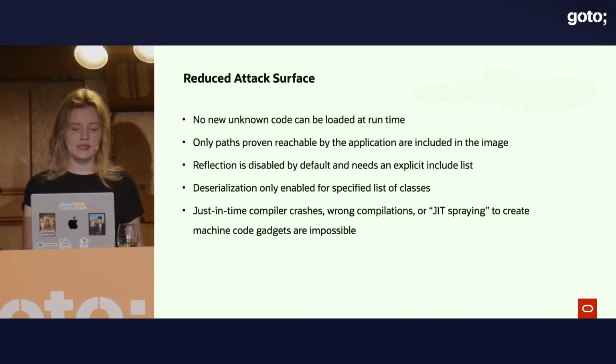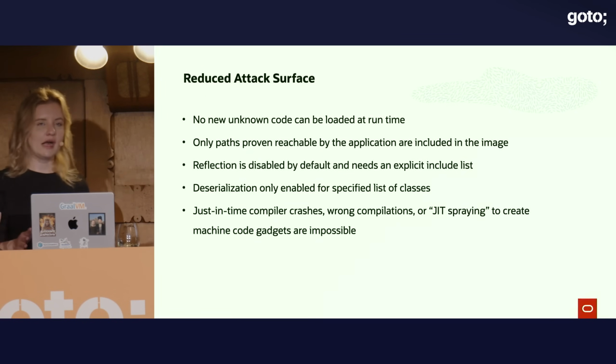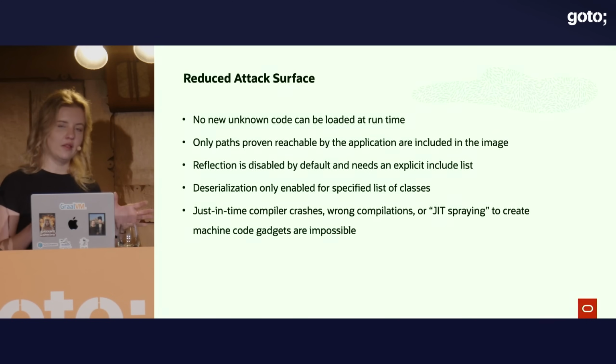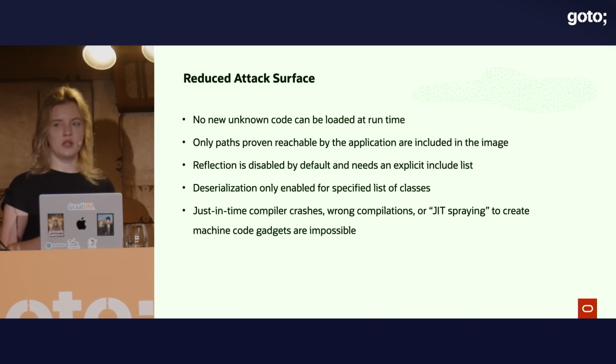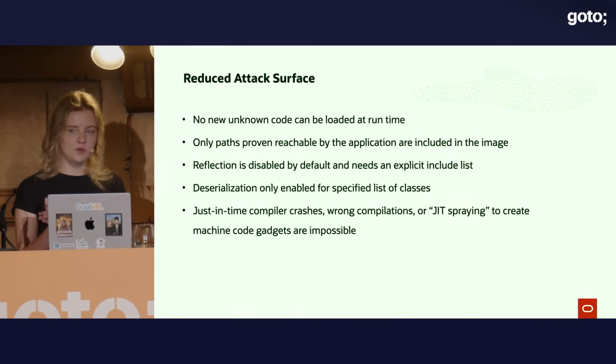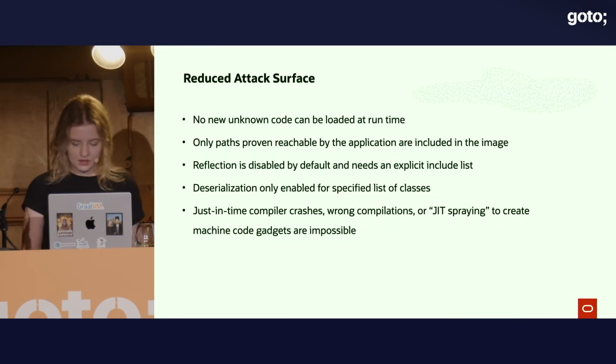And last but not least, there are certain attack vectors that are targeting just-in-time code compilation and the compiler itself. So those are simply not possible in native image because at runtime, there is no just-in-time code compilation anymore. It all has been compiled ahead of time.